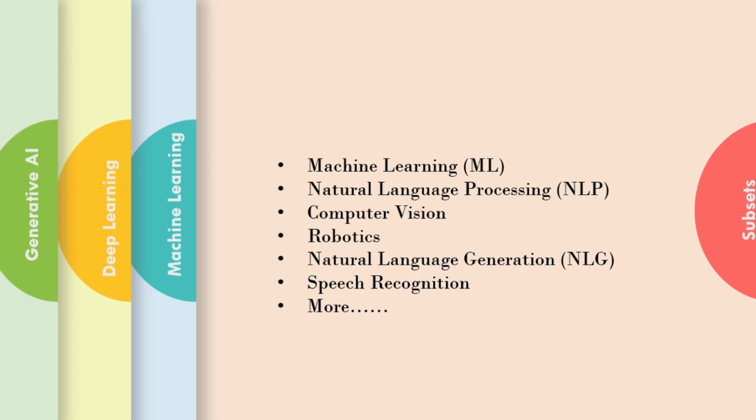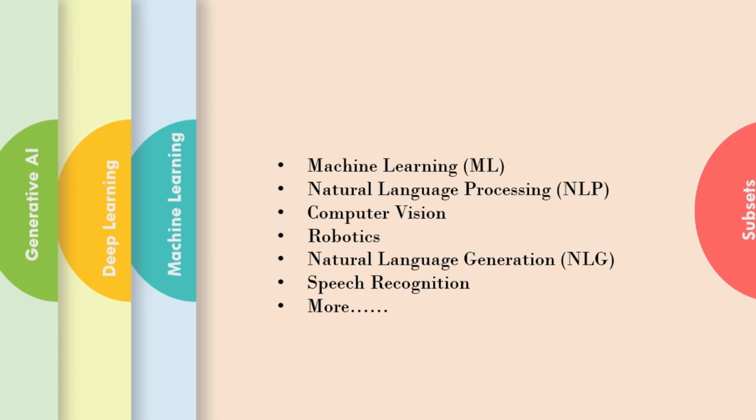Natural language processing involves the interaction between computers and human languages. A few NLP tasks are speech recognition, language translation, and sentiment analysis. Computer vision enables systems to make decisions based on visual data. Robotics is the area of AI involved in the design, construction, and operation of robots.